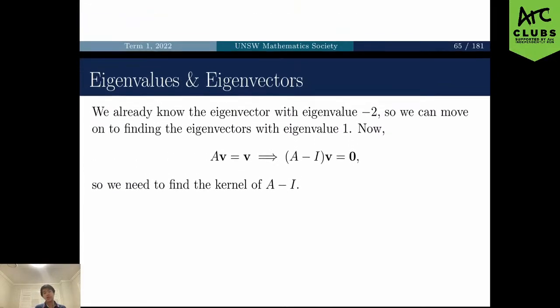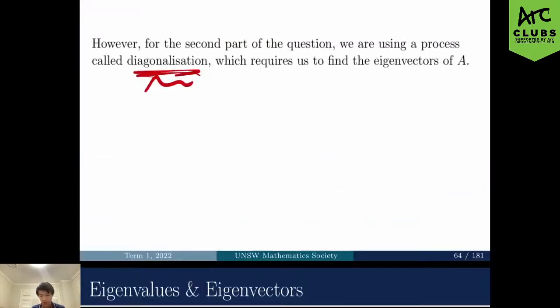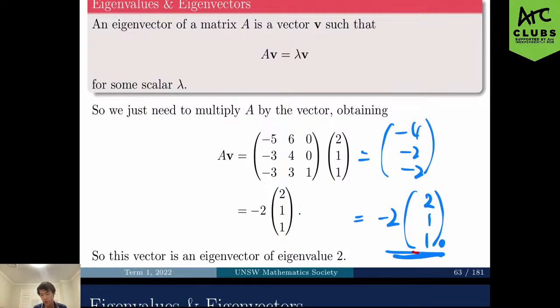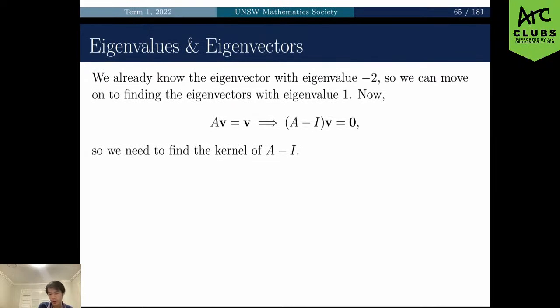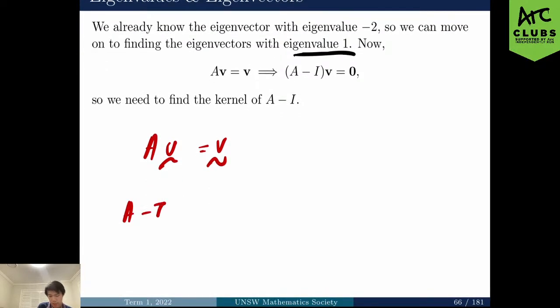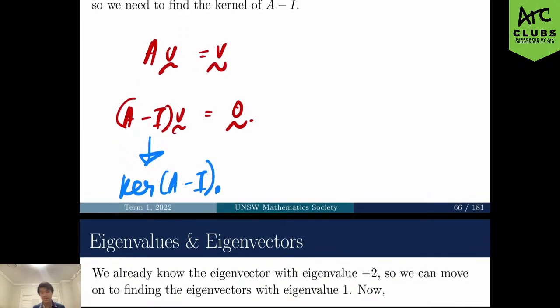Cool. So they've already given us the eigenvector with eigenvalue -2 because we already found it: -2 times (2, 1, 1). Now what we have to do is find the eigenvectors with eigenvalue 1. I won't go too much into this because it's from first year, but if Av equals v, that's the definition of an eigenvector of eigenvalue 1, and that means that (A minus I) times v equals 0. So this reduces to finding the kernel of A minus I, that is, finding the vectors such that (A minus I) times that vector is equal to 0.